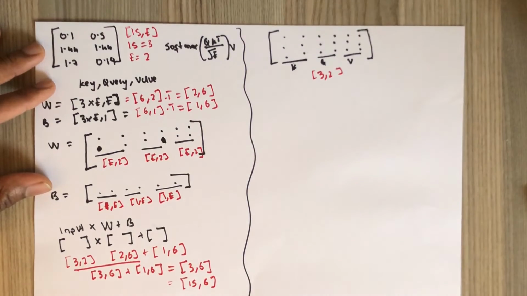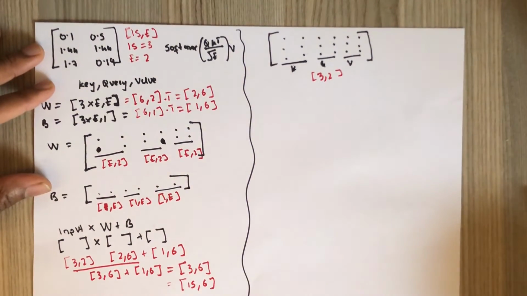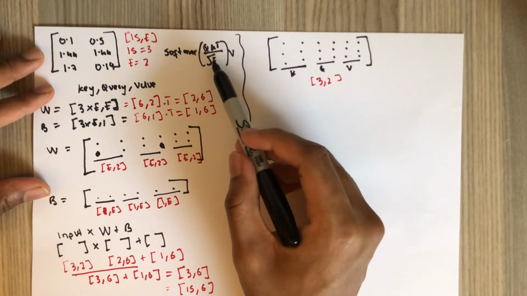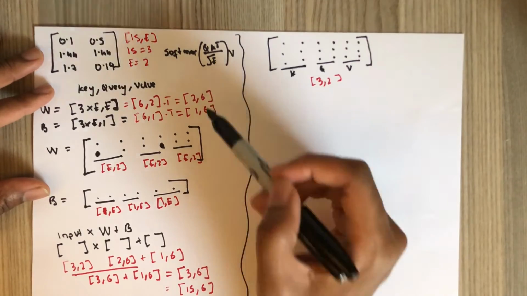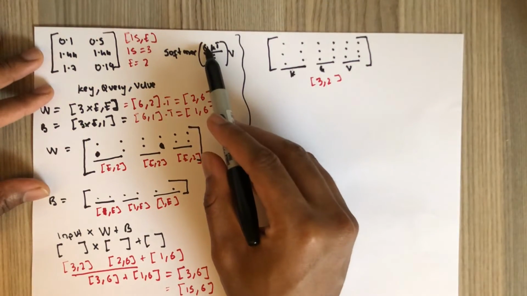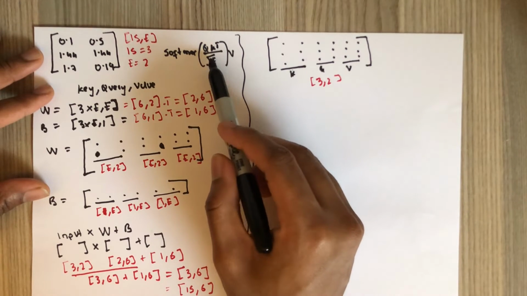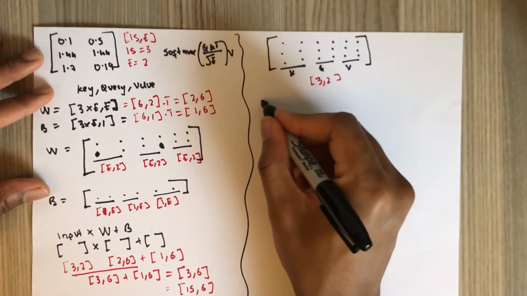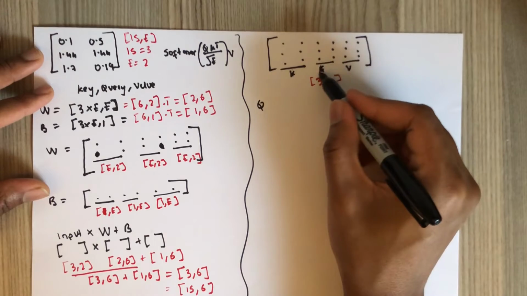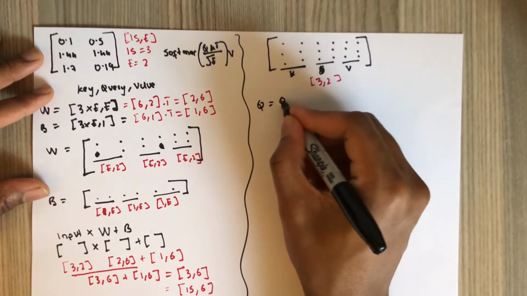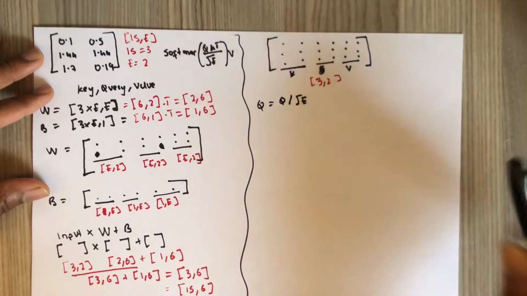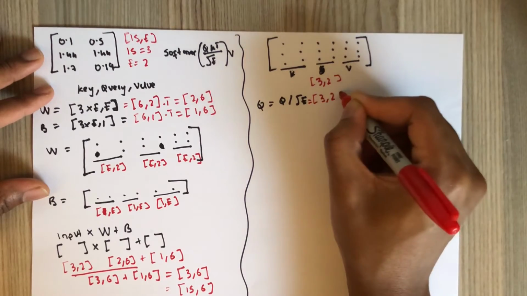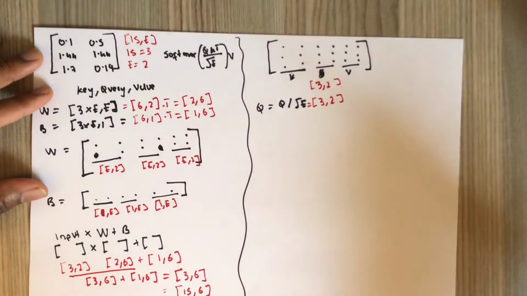Okay, so in the formula we need to divide the query by the square root of e. In the formula it's written like query times k transpose divided by root e, but we can just divide the query by root e first. So this new query is going to be query divided by square root of e, and the dimension will not change. It is still 3 by 2.